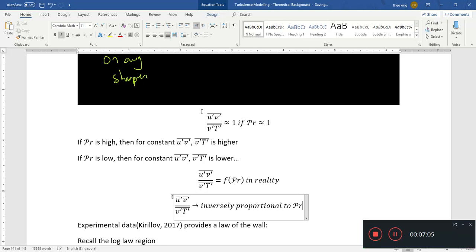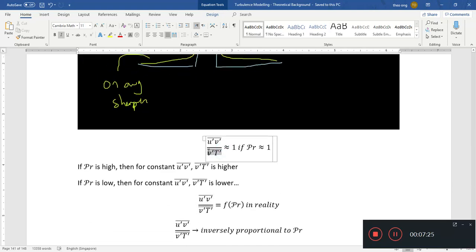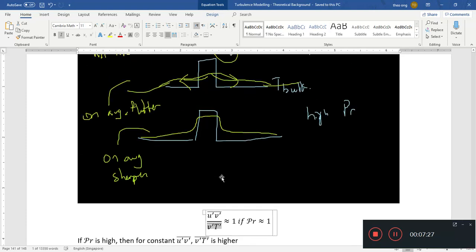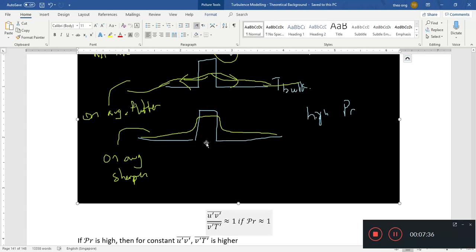Hope you understand why, how I'm considering it. I'm considering, let's say, constant Reynolds stresses. If you have a high Prandtl number fluid as compared to a low Prandtl number fluid, how will this quantity change? I'm using the argument that a high Prandtl number fluid can sustain temperature fluctuations more on average as compared to the low Prandtl number, because thermal conductivity kind of plays a role.